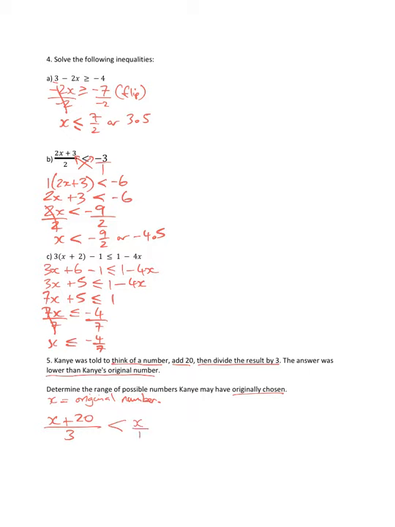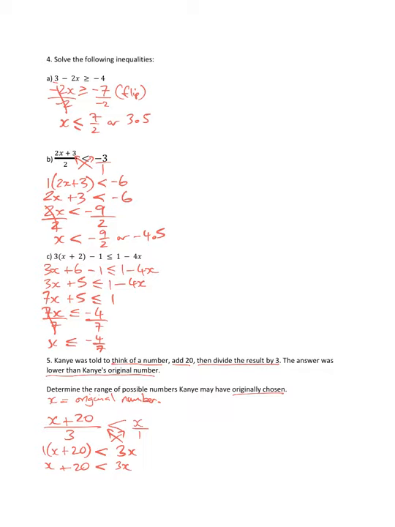Okay, so I have a fraction forming the left-hand side. I also have a fraction on the right-hand side. I just didn't write it like that, so I can cross-multiply. 1 times x plus 20 is less than 3 times x, which is 3x. Expand the brackets. 1 times x is x, 1 times 20 is 20, is less than 3x.